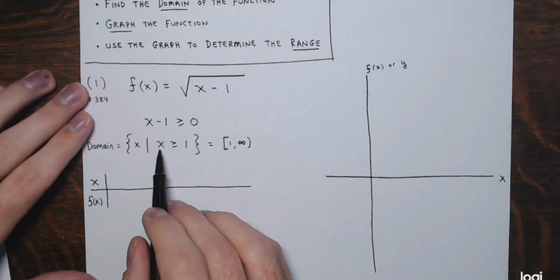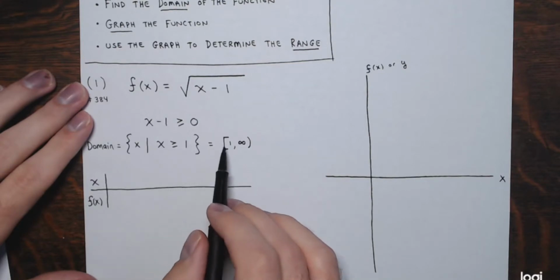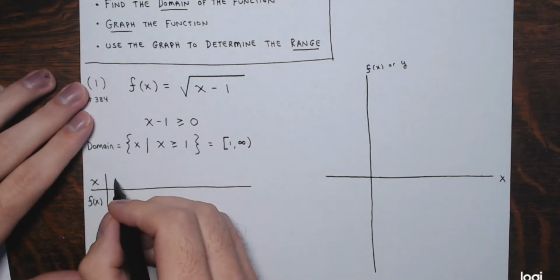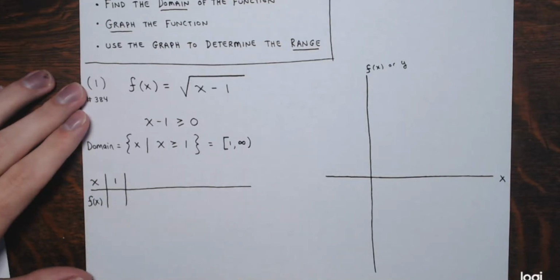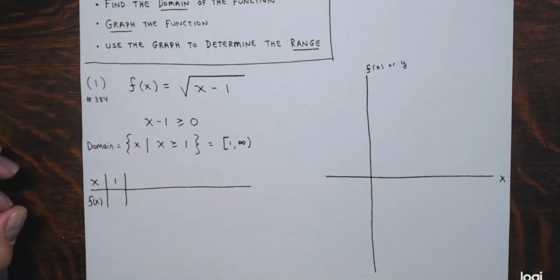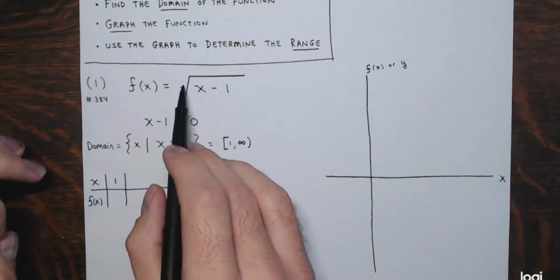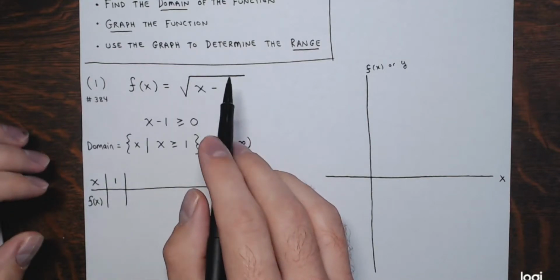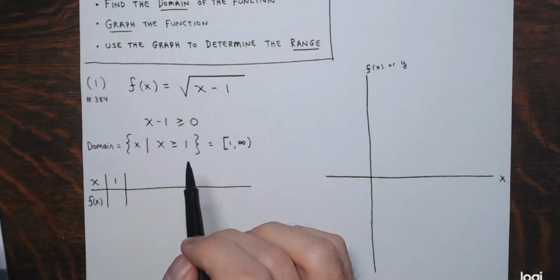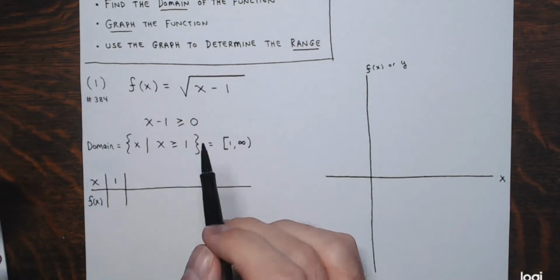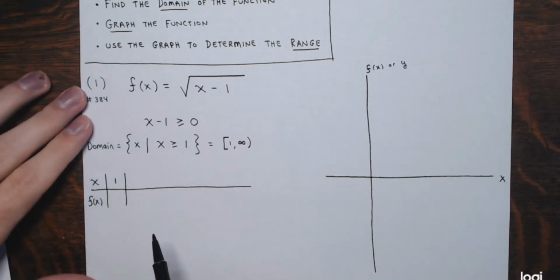So notice the only values I'm allowed to plug in are 1 or greater. So I'm going to start with 1, and then just start plugging in bigger values of x. Now I'm going to pick them strategically though. This is a square root, so I'm going to pick values of x that will give me a perfect square inside, to make it easier to do. You'll see what I mean.